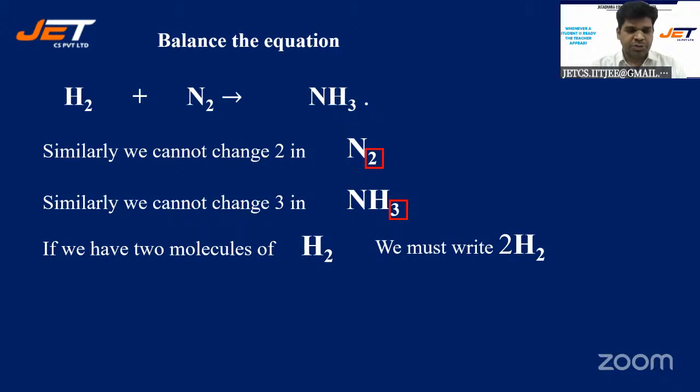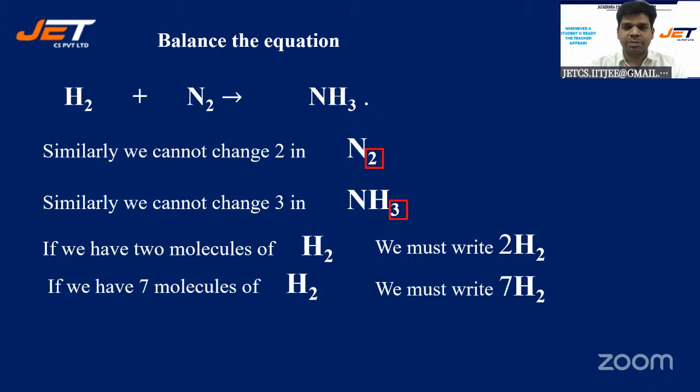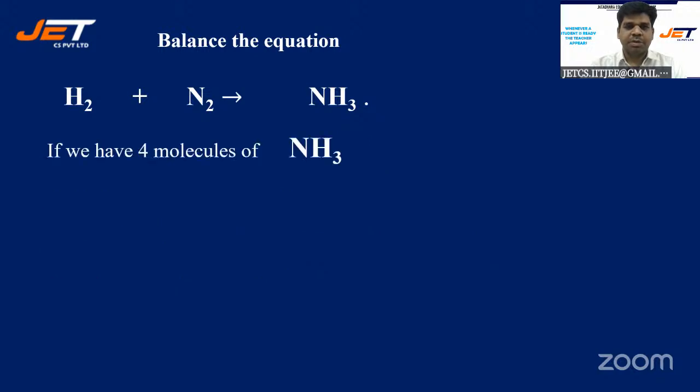All right. Students, if at all you're not following, please ping me in the chat section. Okay, so we write it as 2H2. If you have got 7 molecules of H2, we write it as 7H2. Now, if you have got 4 molecules of NH3, we write it as 4NH3.